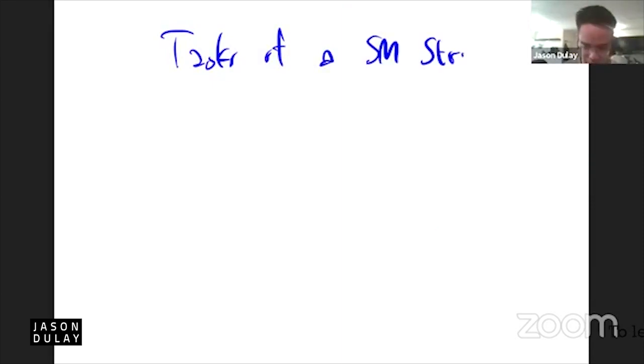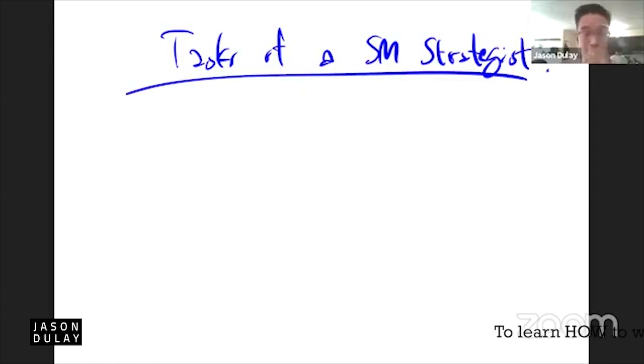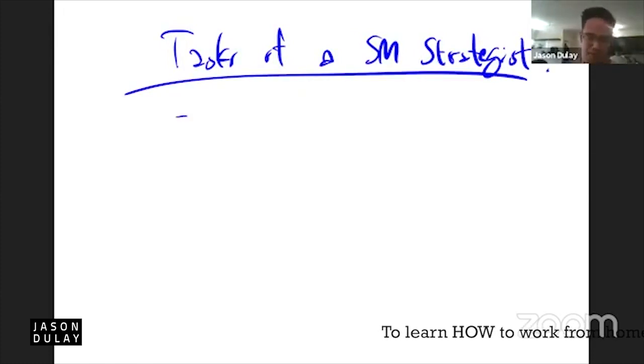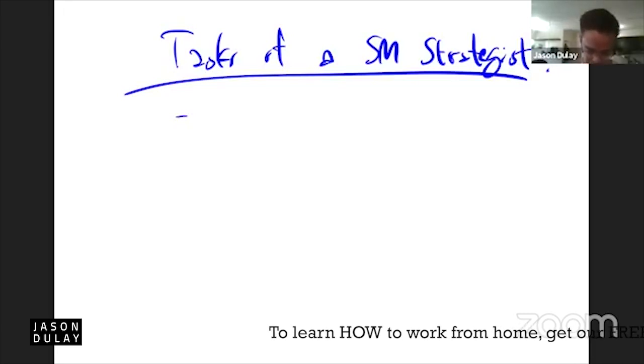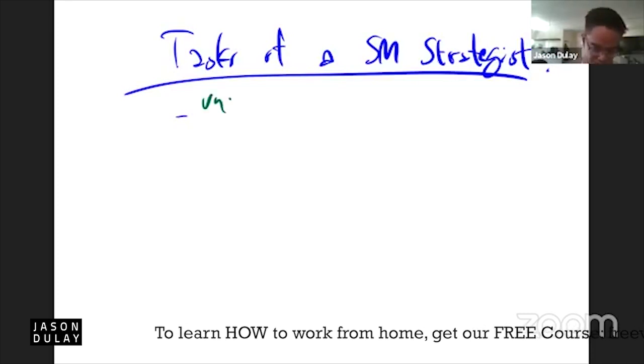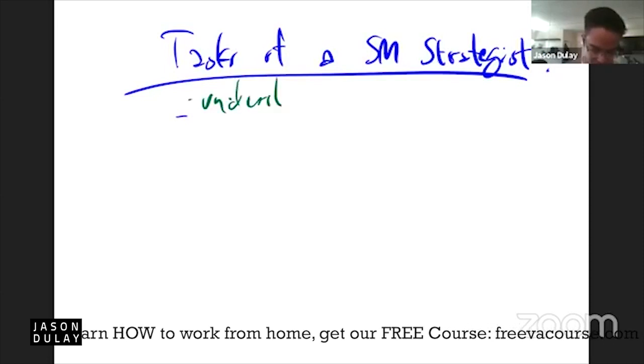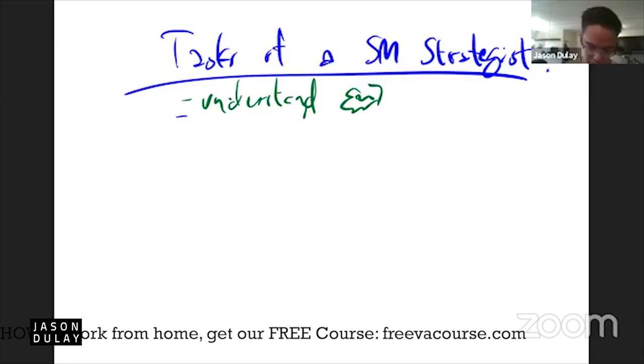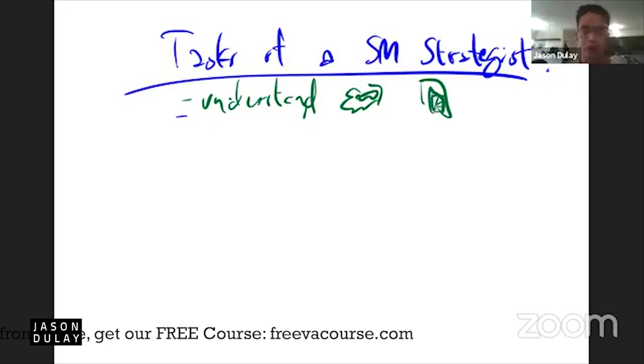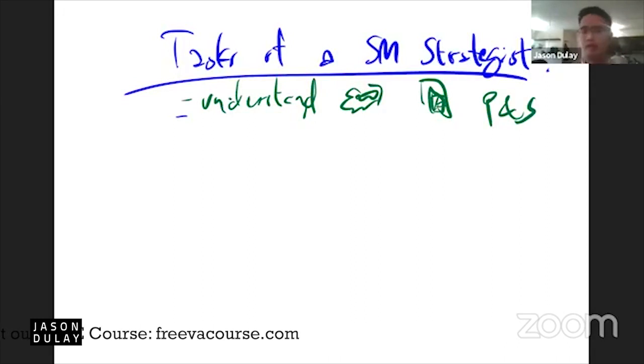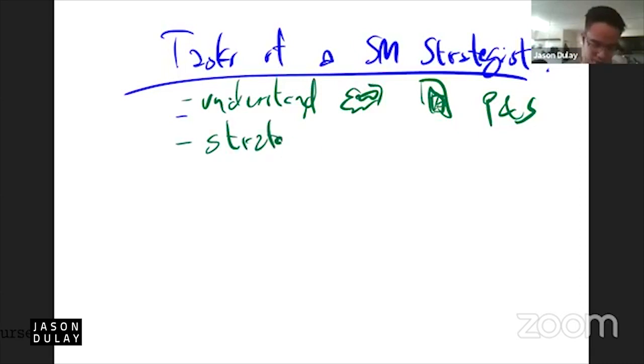Okay, so what are the tasks? What are the tasks of a social media strategist? Well, first of all, let me change the color of this pen here. They have to understand the company. They have to really know the company. They have to know the products, and they have to know the services of the company. They have to know it by heart so that they can come up with a strategy based on the products and services of the company.